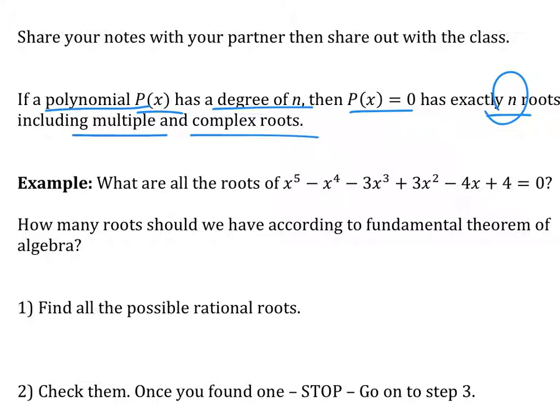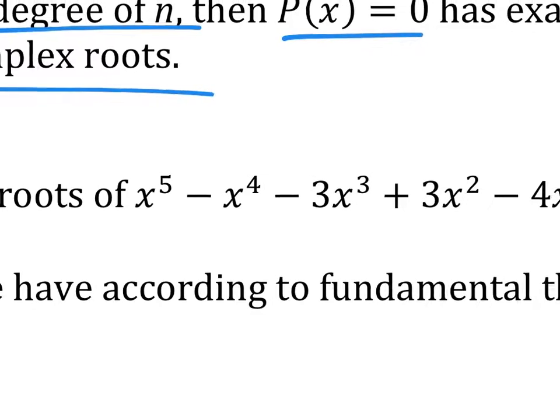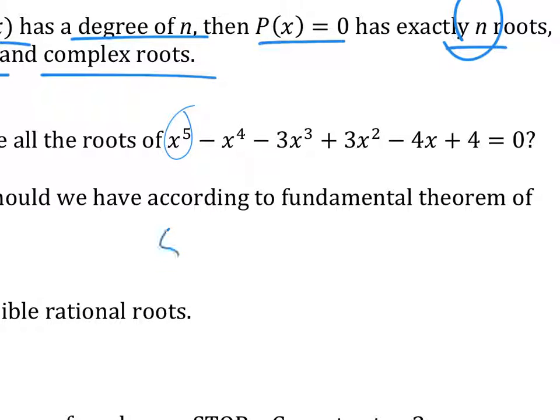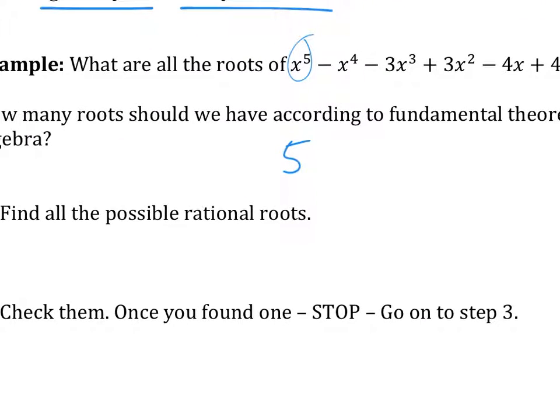What does that mean? So let's look at this polynomial here. What is the degree? What's the degree of that polynomial? Huh? It's not a trick question. 5. Good. So the fundamental theorem of algebra says you should have 5 roots, and those 5 roots include multiplicity roots and complex roots. Okay, so let's go ahead and try to figure out what the roots are.